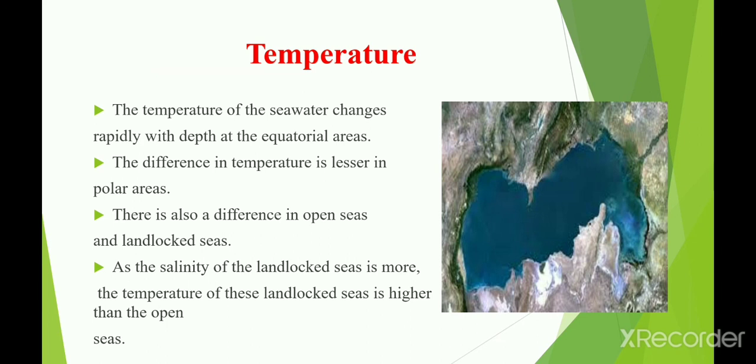These seas are totally surrounded by land, and there is a difference in open seas and landlocked seas. As the salinity of the landlocked sea is more, the temperature of these landlocked seas is higher than the open seas, because they are surrounded by land. So this is the first property of the seawater, the temperature of seawater, and temperature is the major property of seawater.